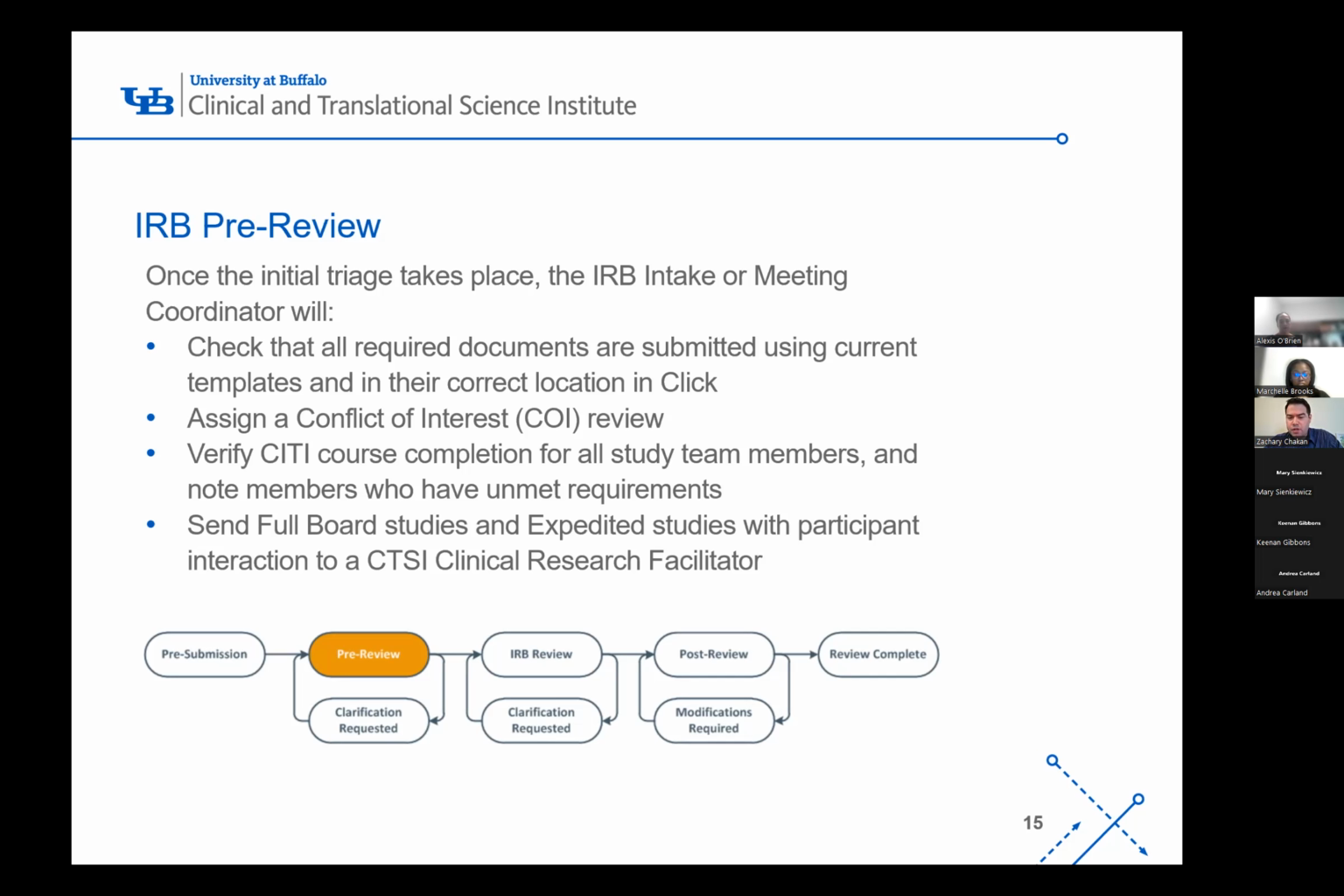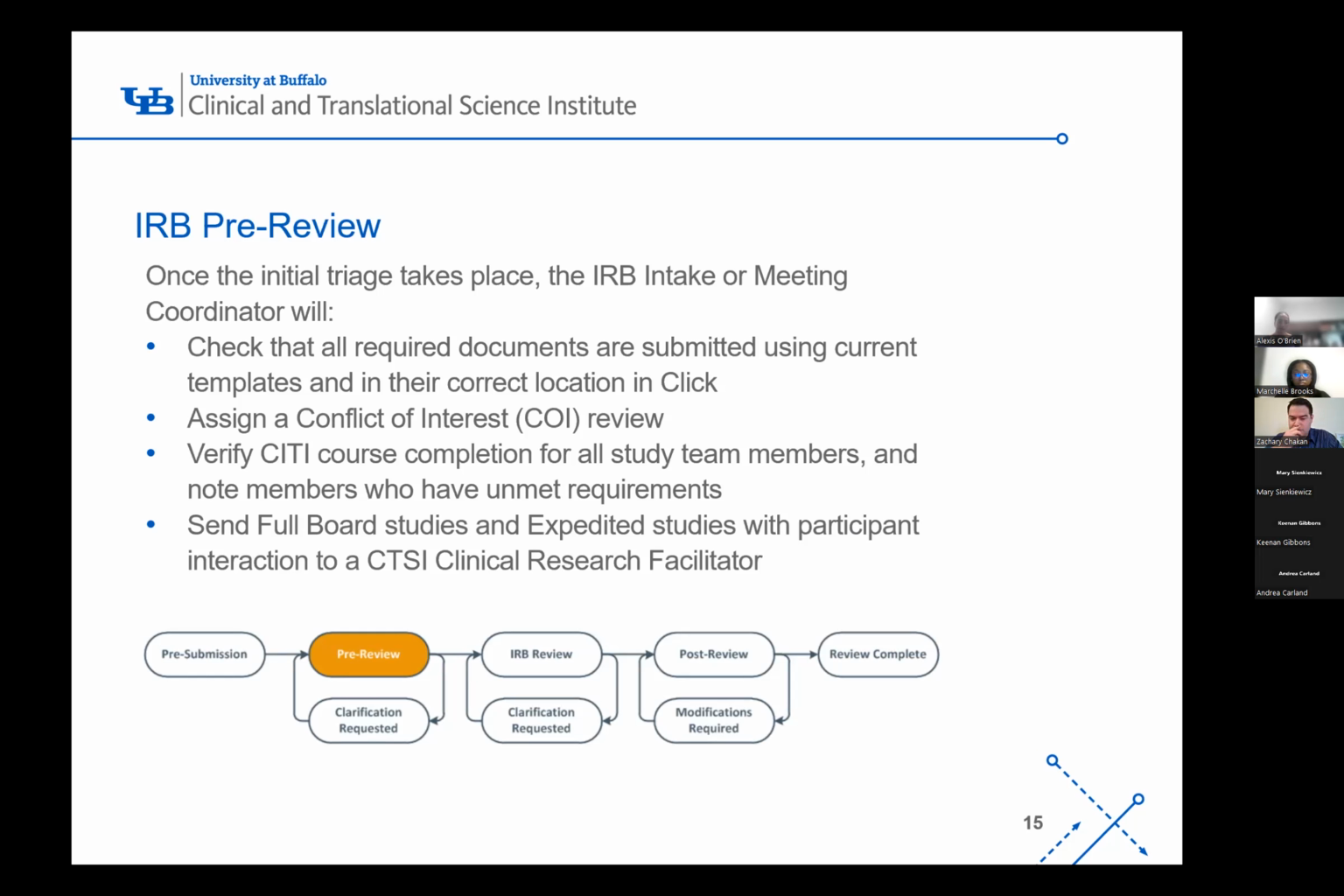And in certain cases, especially a lot of full board studies and certain expedited studies, they could be sent to Alexis or Michelle again to conduct a little bit of an elevated pre-review, to make sure that certain issues are dealt with that may not have been thought of in advance before it actually gets to the IRB for review.